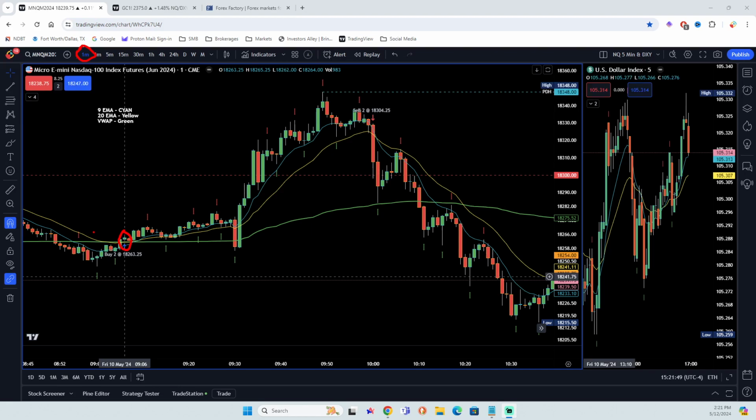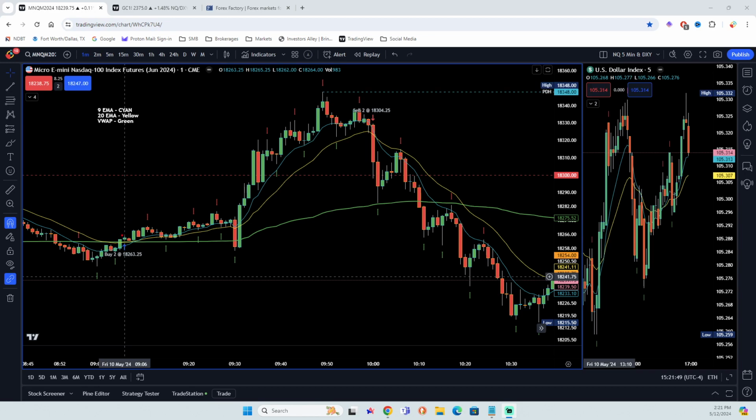So you enter there, and then you would want to exit if you get a close below either the 9 or the 20. Normally, if you get a close below the 20, you are closing below both.